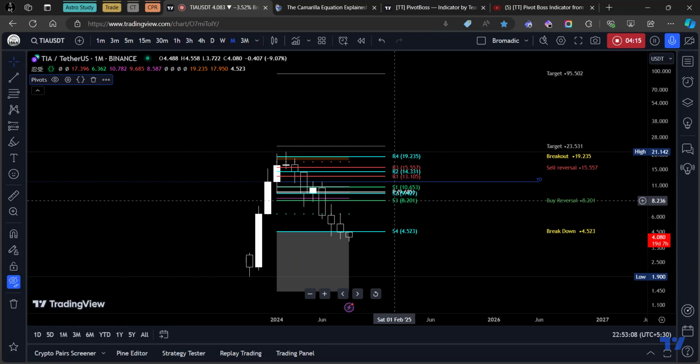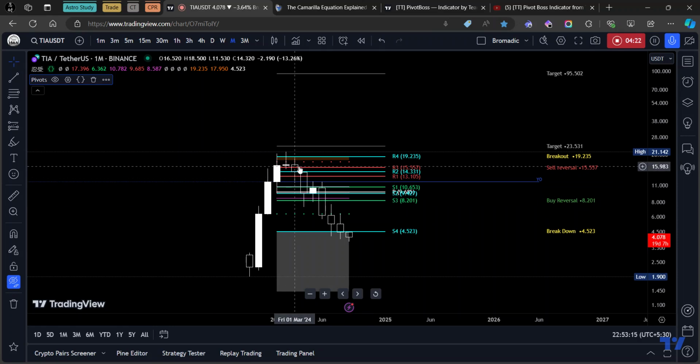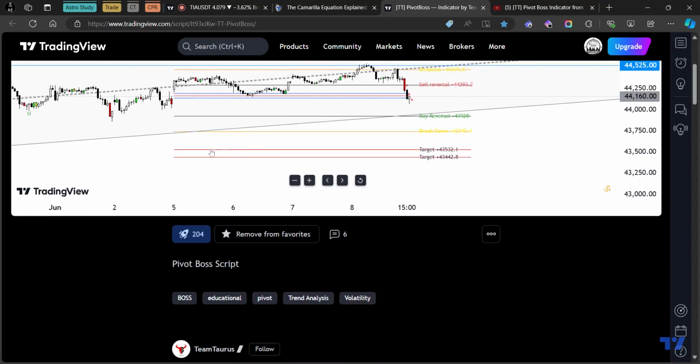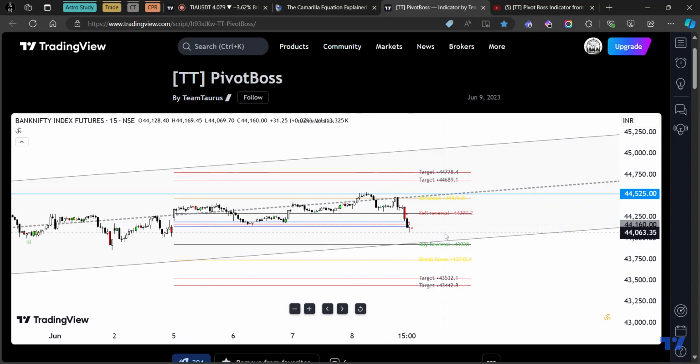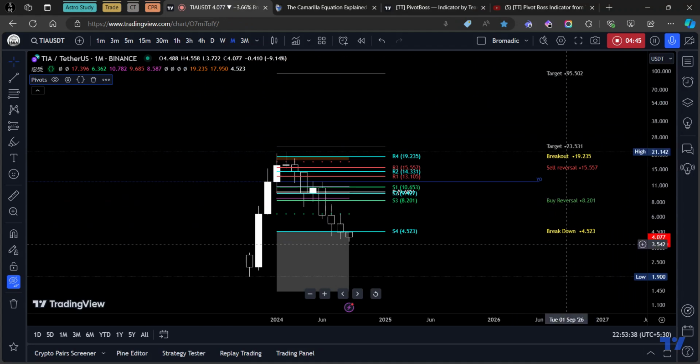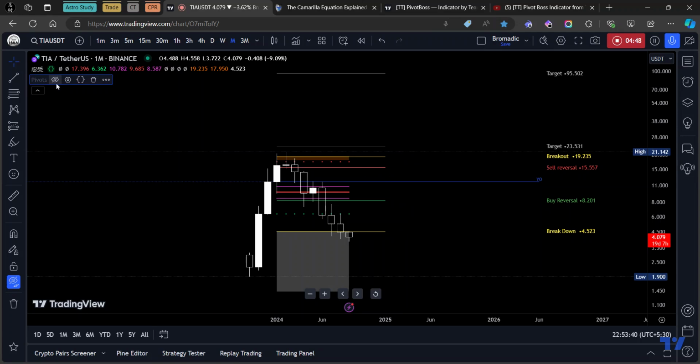Even now that I'm talking about S3, R3, H3, it's a bit confusing. This is the reason why, after TradingView was invented and since we have open scripts, we have been using Pine Script. People have been making a lot of customized indicators, and one of those people was Tim Torres. I'm genuinely thankful to him that he created this indicator that you see on this chart, with breakout, sell reversal, buy reversal, breakdown. It's just crystal clear.